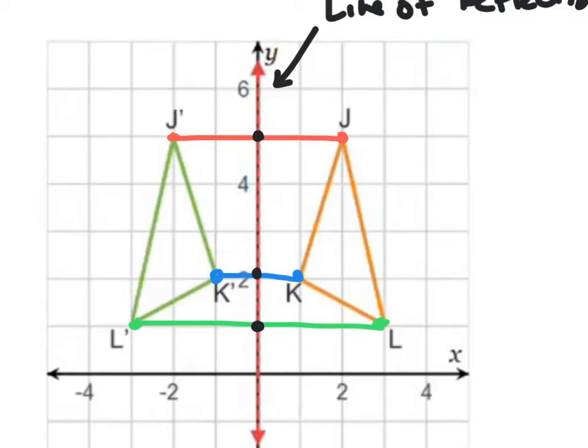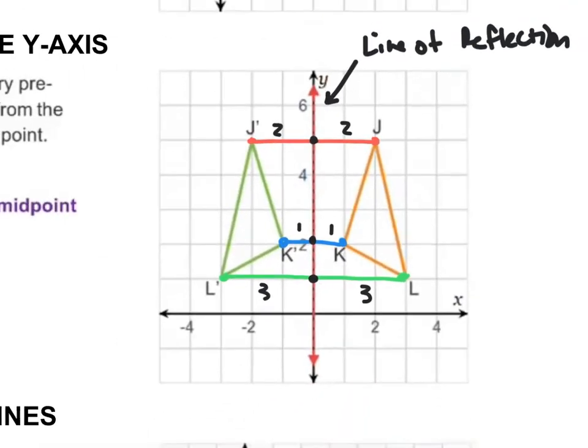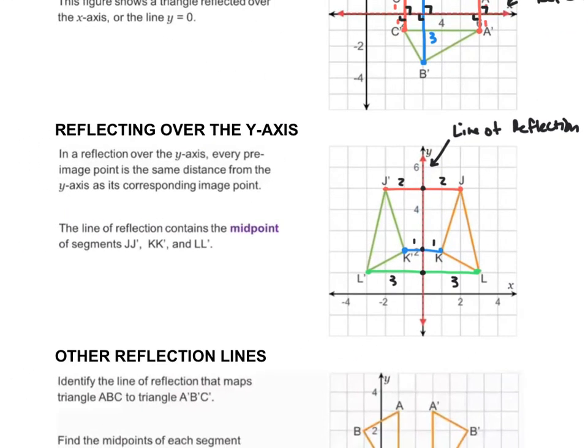Notice that this is a length of 2 and 2, 1 and 1. This is a length of 3 and 3. And that's what I'm looking at when I'm doing that, okay? And so, yes, the line of reflection is a midpoint between these two, but notice that each of those points are equidistant to the line of reflection.